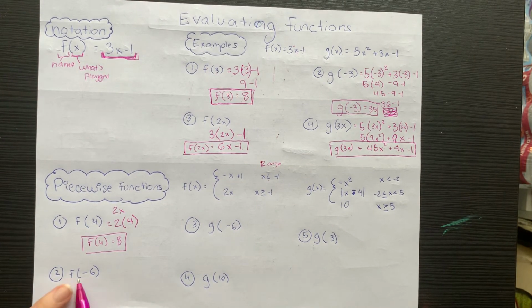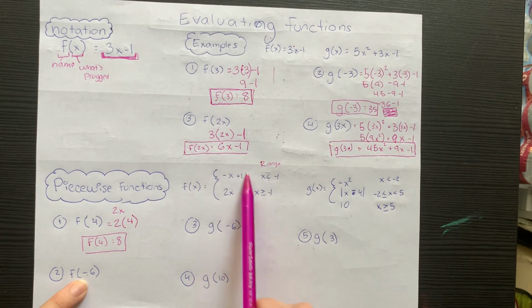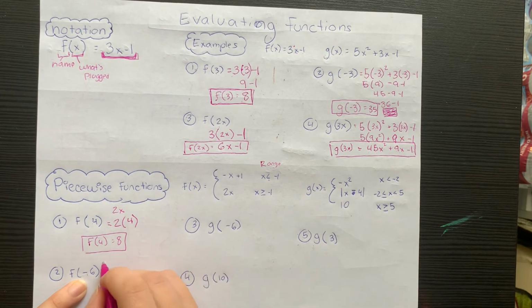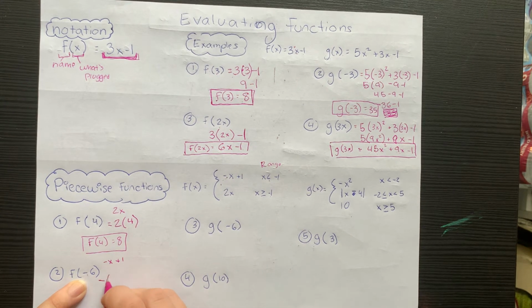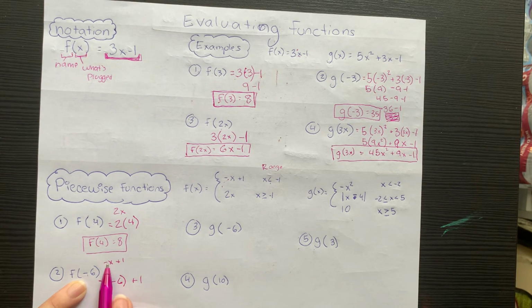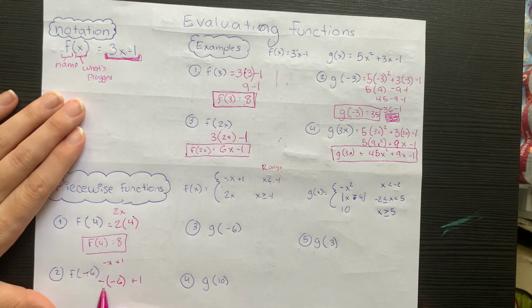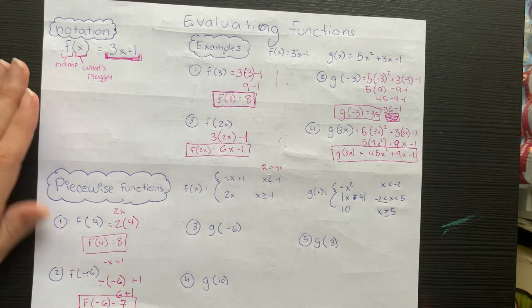In number 2, I've got f of -6. -6 is less than -1, so this time we're going to use this equation. Notice this has a -x. So if I take out the x and put parentheses in its place, that negative will be in the front. When I put the -6 into the parentheses, we now have 2 negatives. One from here and one from here. 2 negatives are a positive, so we end up with 6 plus 1, which is 7. So f of -6 is 7.